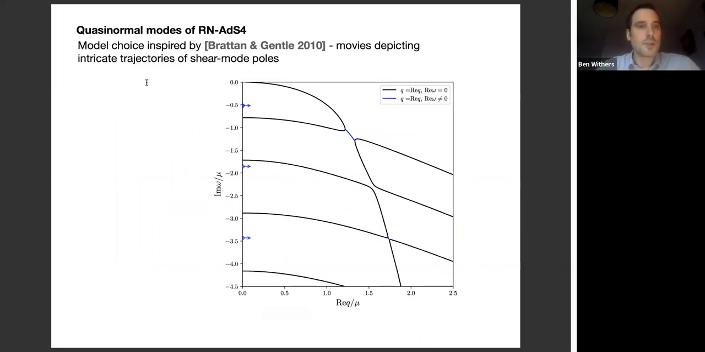And so for this paper, what I focused on were quasi-normal modes of AdS4 Reissner-Nordstrom. The reason for doing this was I remember this paper by Denny, who is in the chat now, and Simon Gentle, where they had these amazing movies of these sort of intricate trajectories of poles dancing around each other in clover leaf shapes and all sorts of stuff. So this was a very interesting and intricate system at finite density.